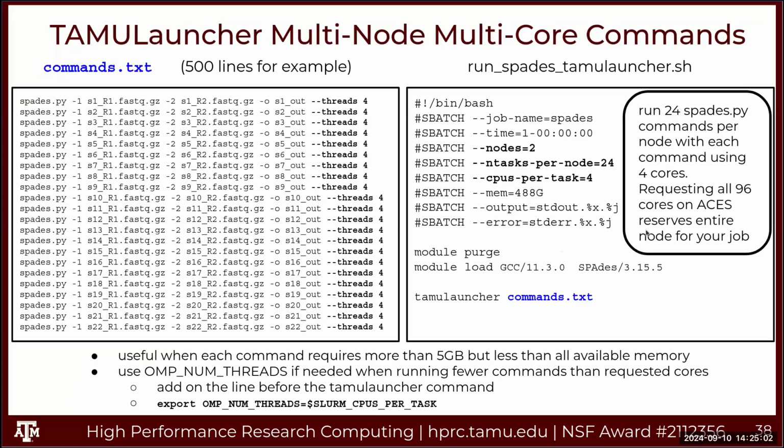All right, you can configure each of your commands to use more than one CPU or more than one thread. You would just need to change this to match what you have in your commands file. So each task is going to use 4 CPUs, and then you'll reflect this in the way you configure your job script.